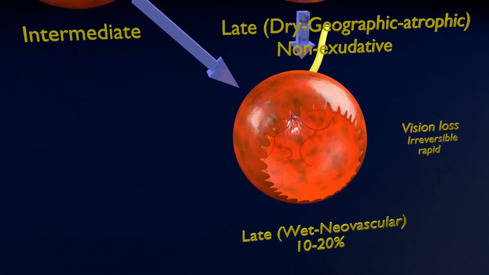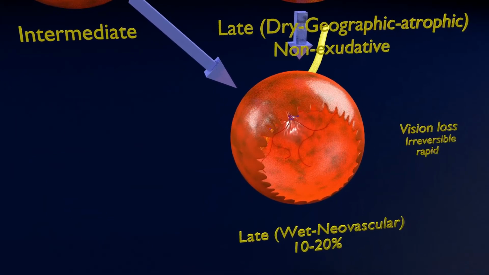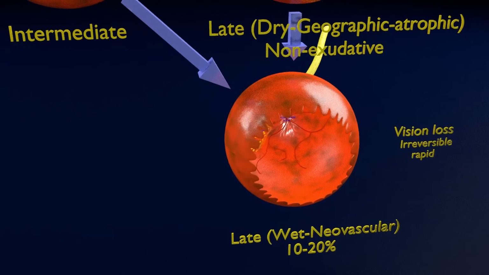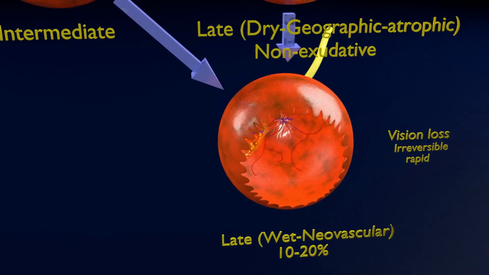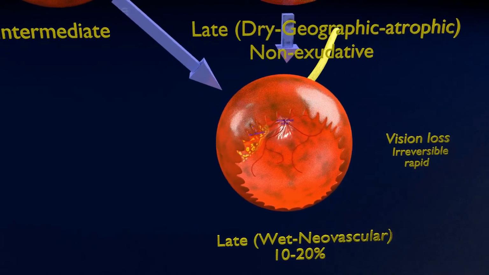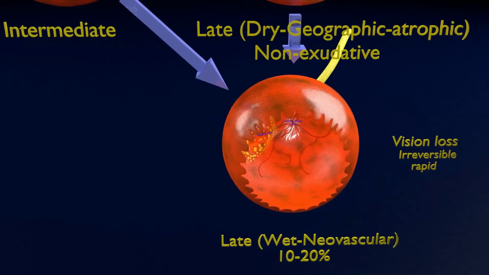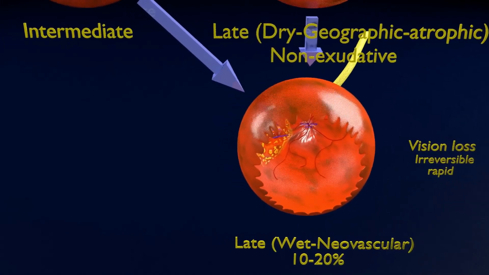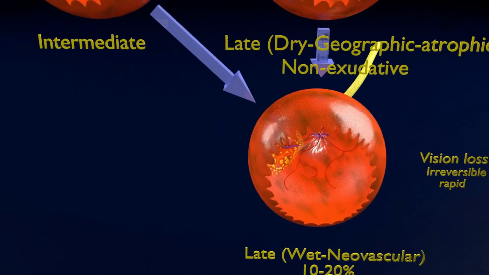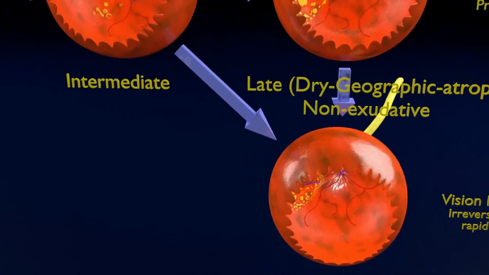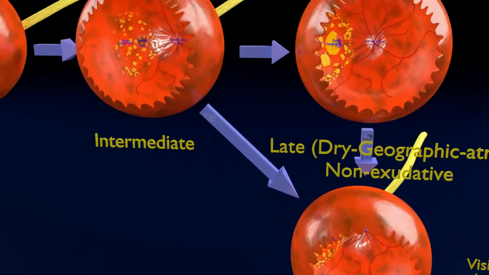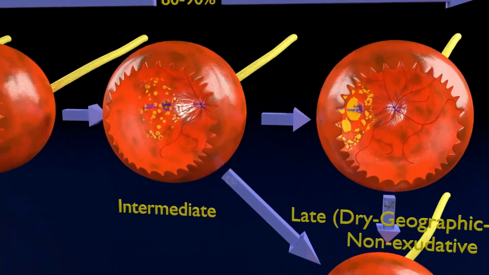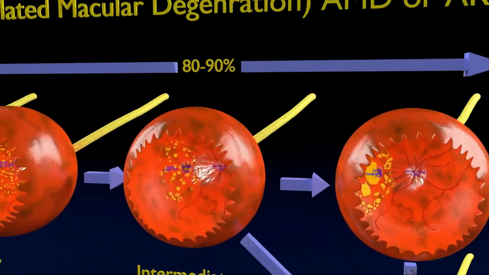Another stage is wet neovascular, which is seen only in 10% of cases of age-related macular degeneration. This stage has a rapid vision loss, which is irreversible and thus has a poorer prognosis. Please note that early, intermediate and dry geographic stages form 80 to 90% of cases of macular degeneration.